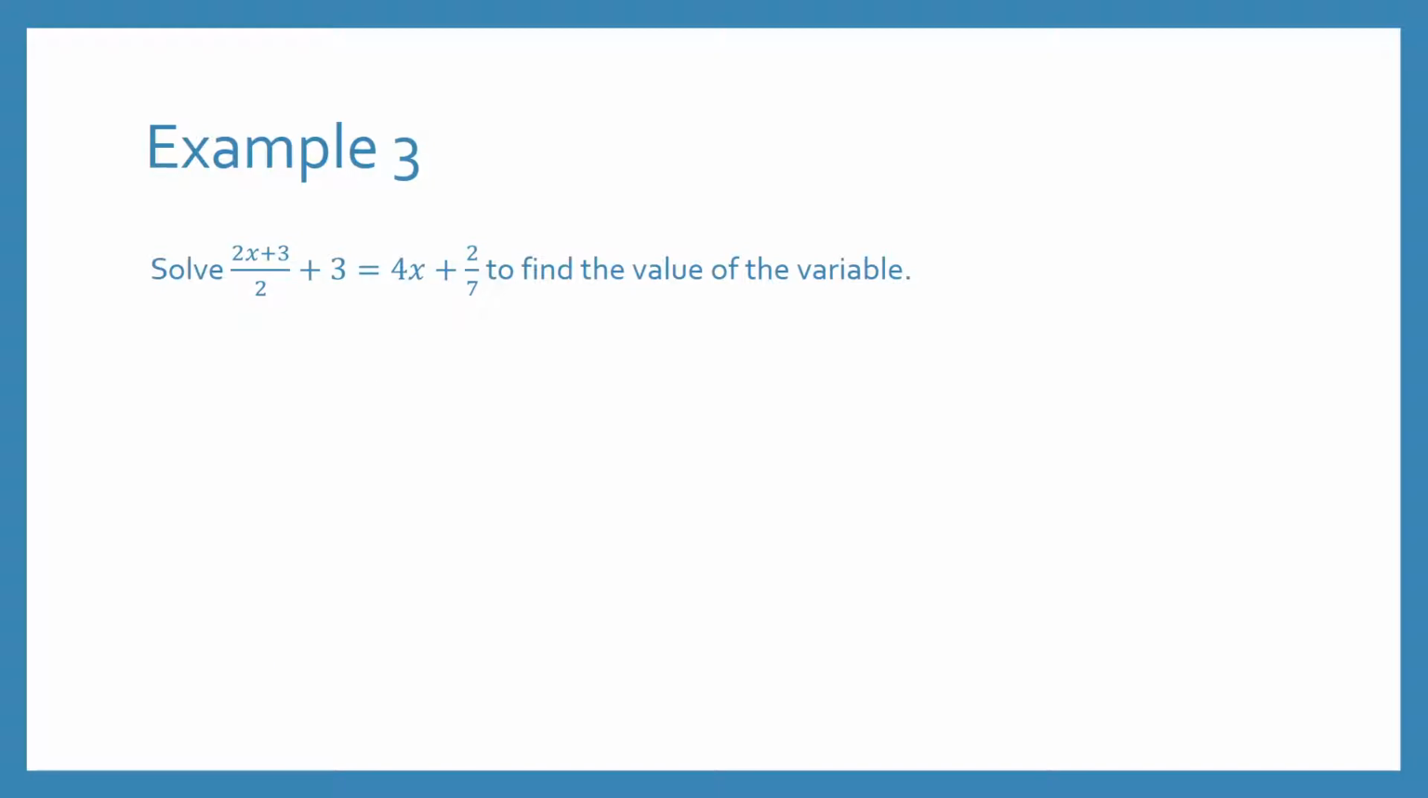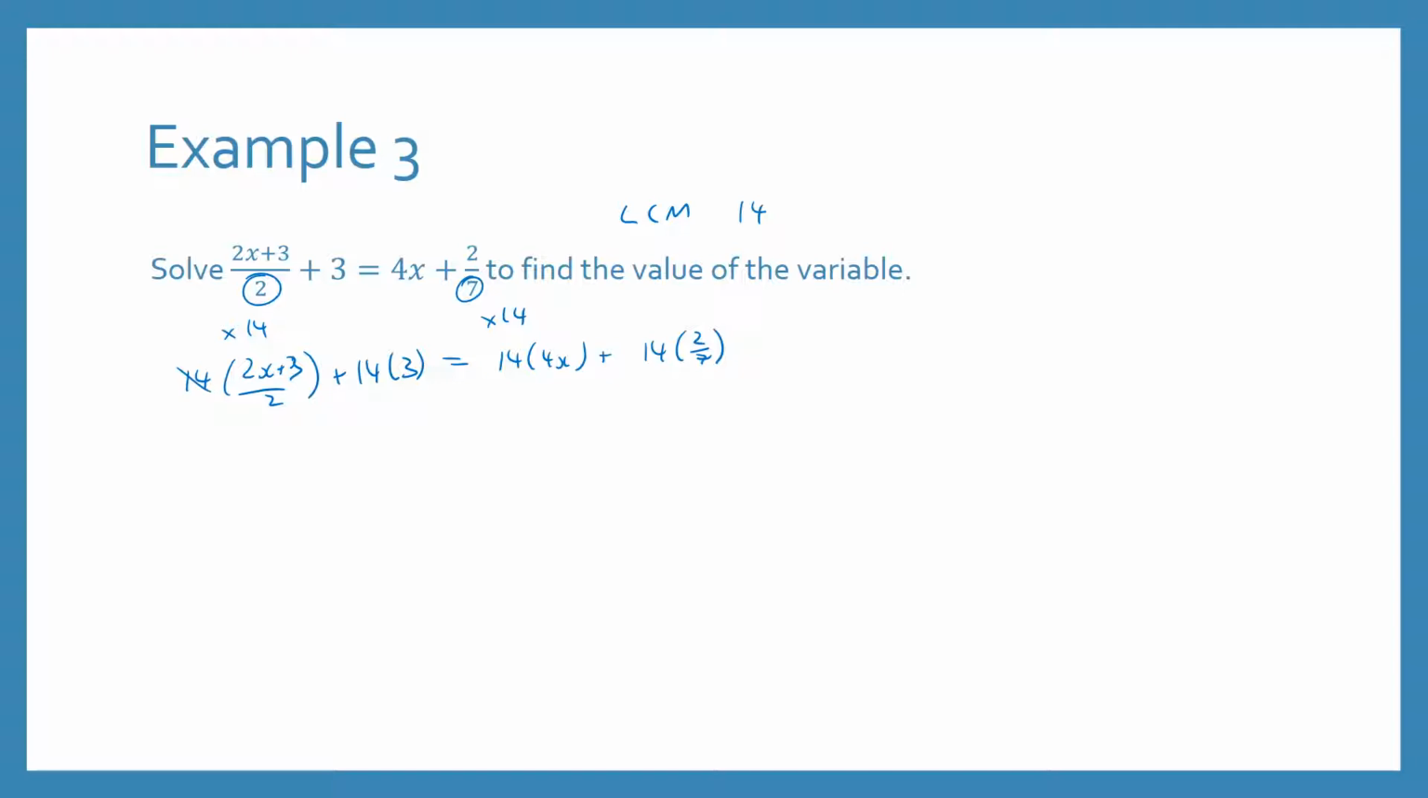In this question, we have two fractions with different denominators. Now, to remove those denominators, we're going to have to find their lowest common multiple, which in this case is 14. The lowest common multiple of 2 and 7 is 14. So we're going to multiply both sides by that number, which is going to then give us 14 lots of 2x plus 3 over 2 plus 14 lots of 3 equals 14 lots of 4x plus 14 lots of 2 over 7.